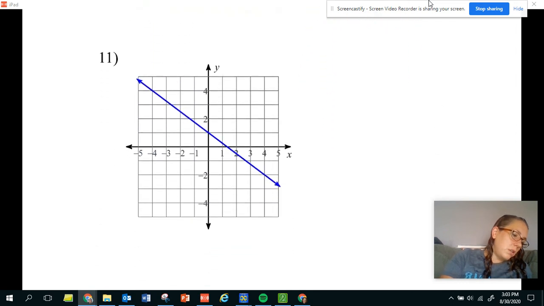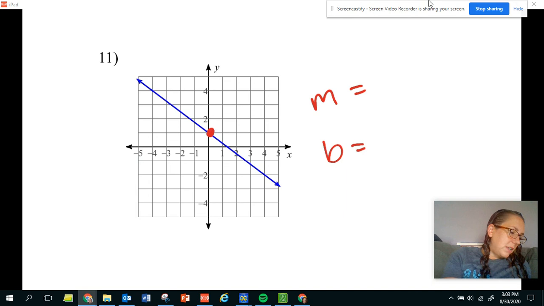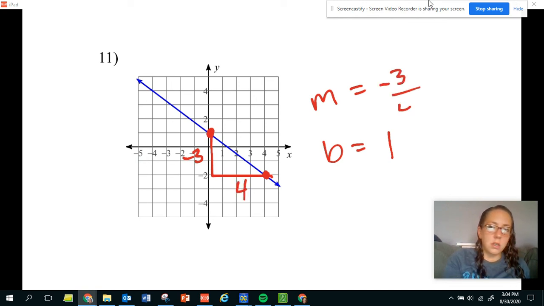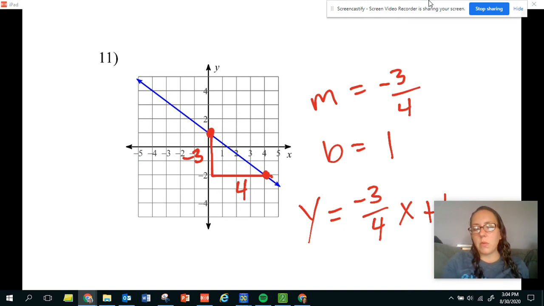Coming down here, same thing. I want my m and my b. So my b is the easiest thing to find. It is where it touches the y-axis. So in this case, it's +1. And my m, let's find another point where it touches the corner of a box. Right there. And I went down 3, so that's a -3, and over 4. So my slope is -3 over 4. So my equation is -3/4 x plus 1. I wrote that behind the little camera, but let me scoot it over.